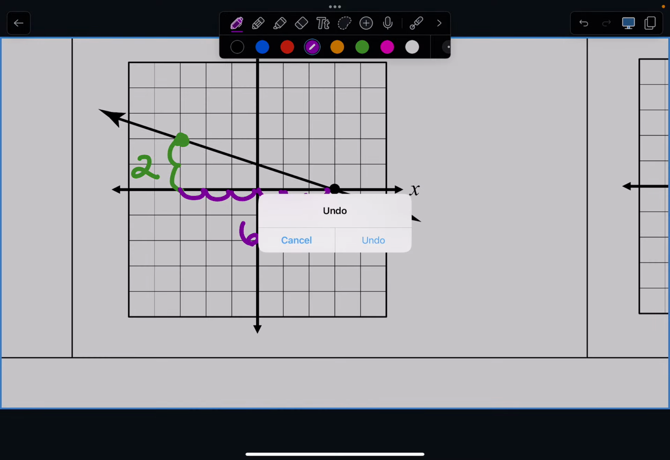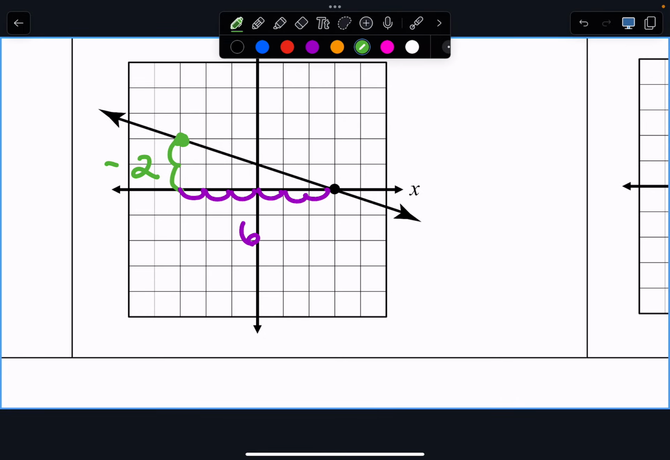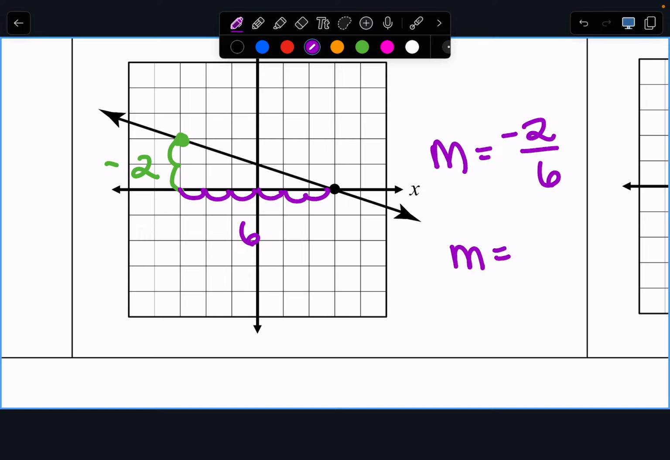Okay? But you told me that this was a negative slope. We had to go down 2. Okay? So our slope is rise over run, negative 2 over 6. Do we leave it like that? Simplify, each of these are divisible by 2. Yes, you have to. I'm so sorry. So negative 1/3.